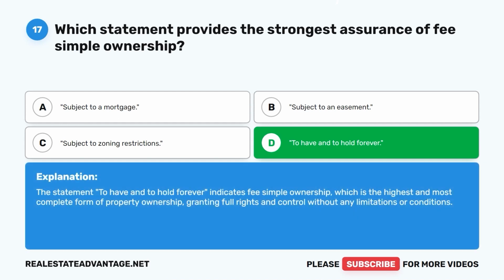The statement to have and to hold forever indicates fee simple ownership, which is the highest and most complete form of property ownership, granting full rights and control without any limitations or conditions.